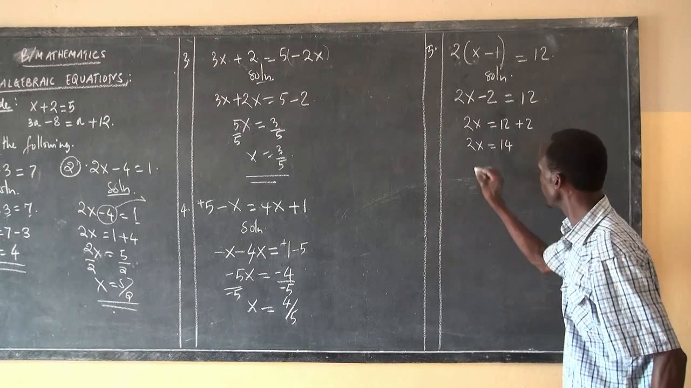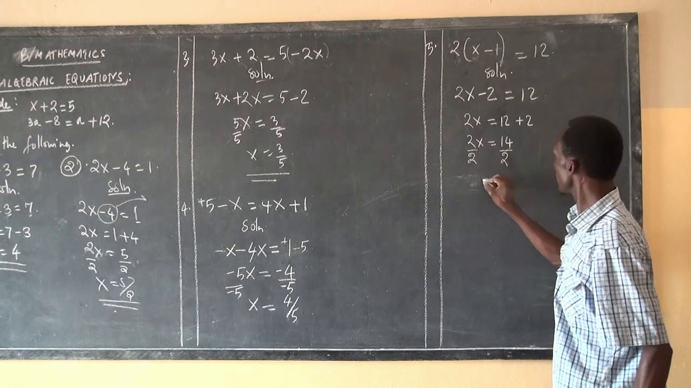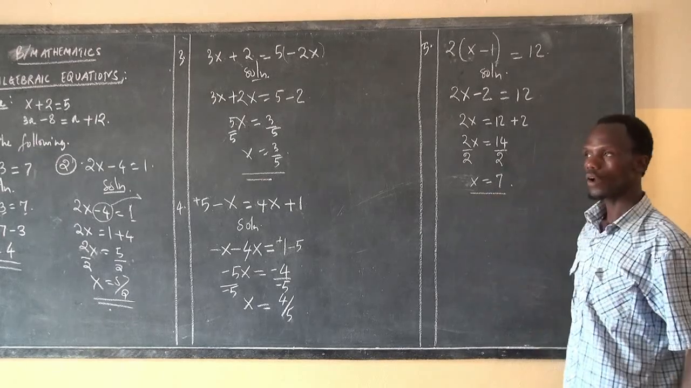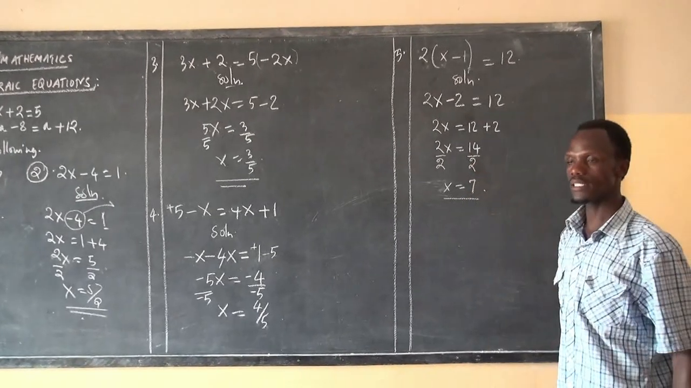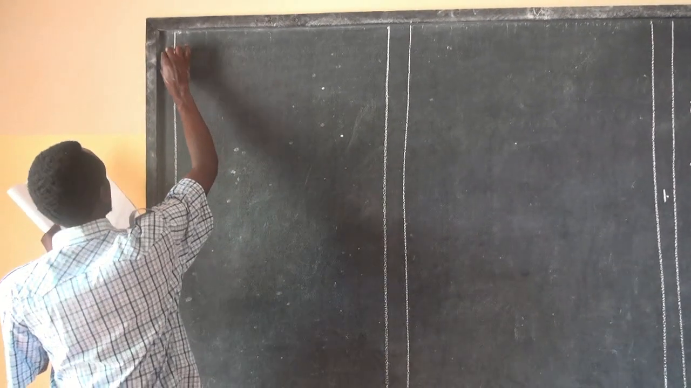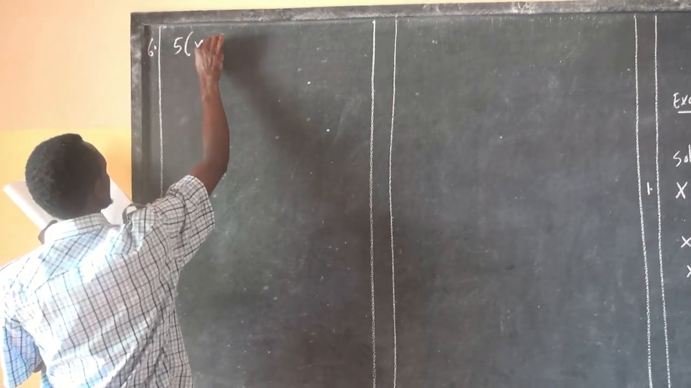Now, what do we do? We divide it by 2 on both sides. Now x is equal to 7, because 14 divided by 2 is what? 7. Now, the other example here is example number 6: 5 times (x plus 2) minus 3 times (x minus 4) is equal to 6.